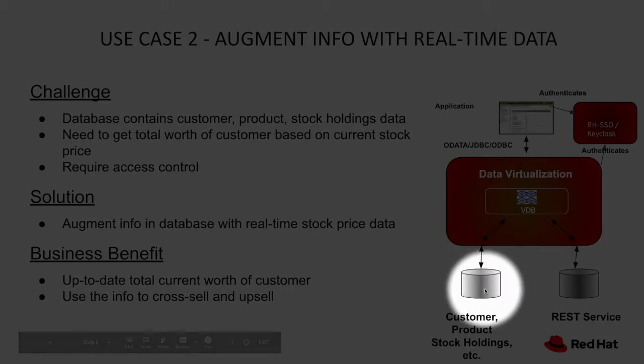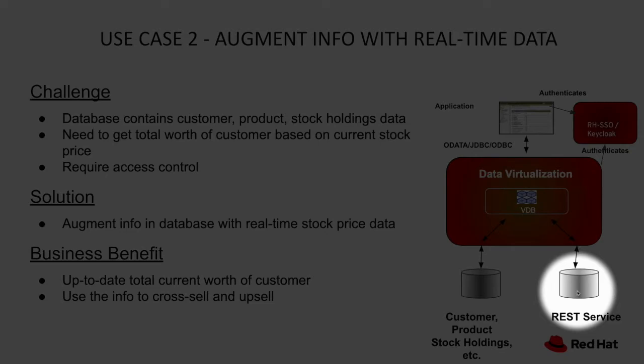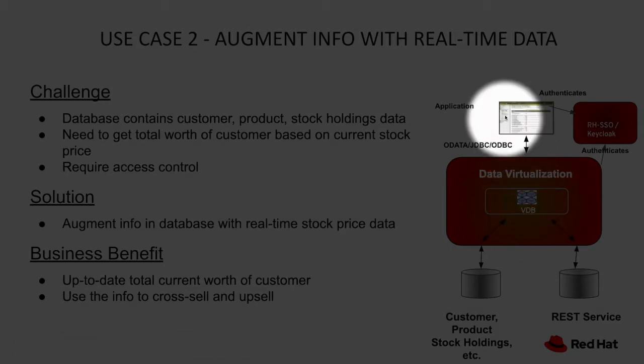Here in the relational database, you have the customer information, product, and stock holdings. And then you have a web service which can retrieve the current price of a particular stock. You can combine the two and create a virtual database with one or more virtual tables for your application to access.